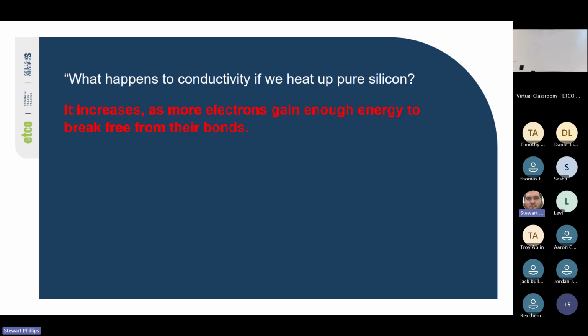Yeah, so it depends on the material. Sometimes, yes, temperature will increase resistance. Other times it will decrease it. It all depends on the type of material.